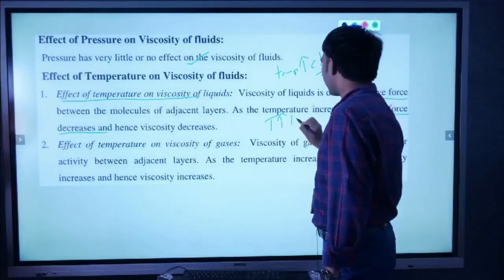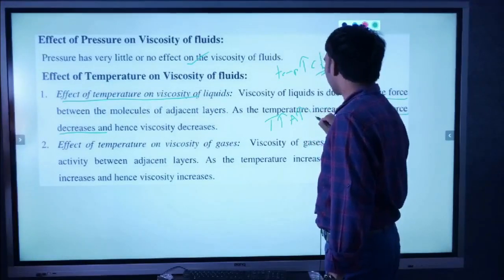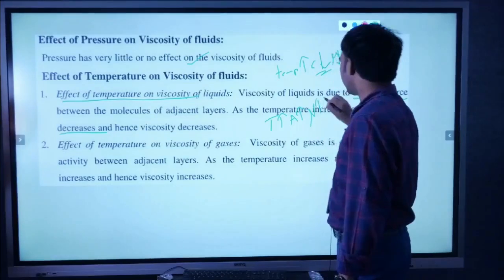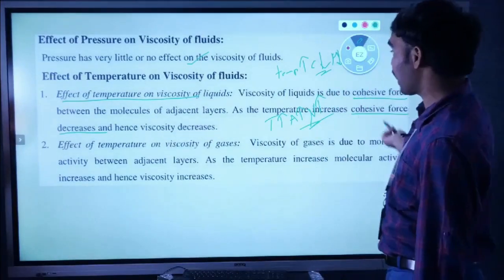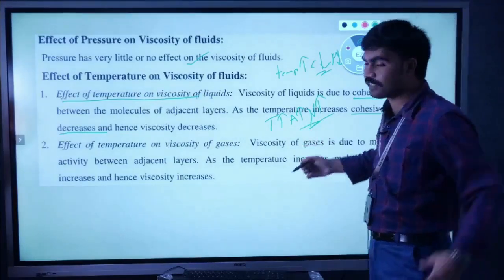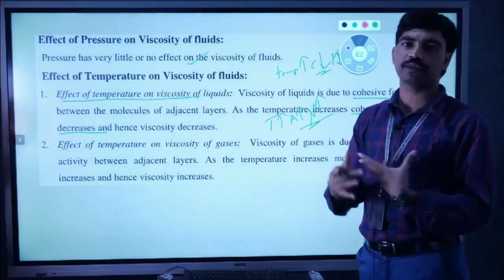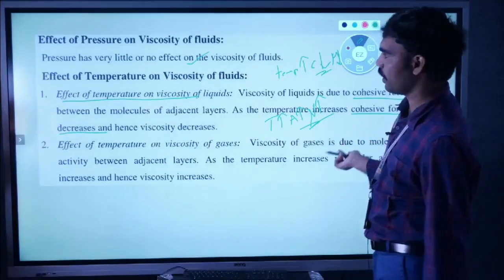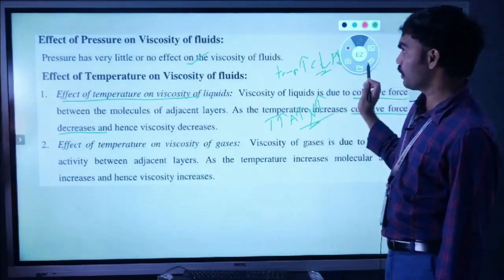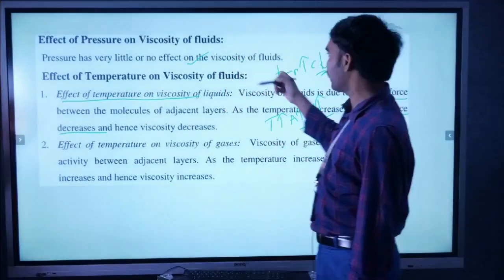If the molecular activity increases, viscosity increases, right? In case of gases, it will be different. The temperature increases, activity will increase. If there is more activity between molecules, the viscosity will be more. Okay, clear? So see, again I will summarize.